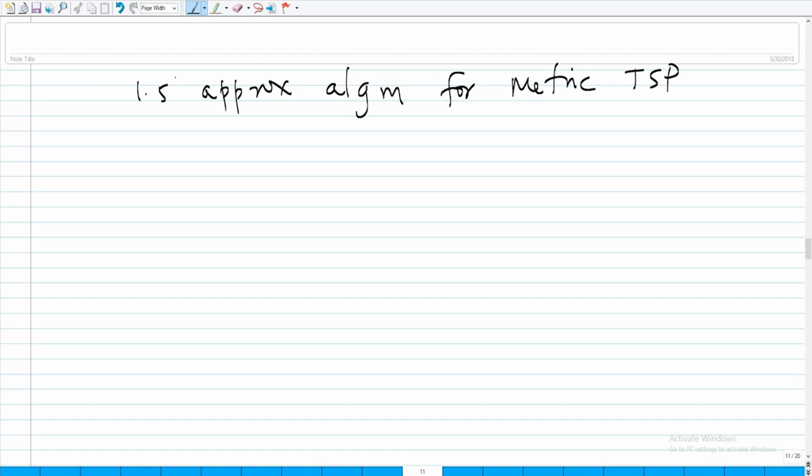This came several years after the 2 approximation algorithm, but it is also nice and doable. So, a 1.5 approximation algorithm for metric TSP, 1.5 ratio. I did not formally define this approximation ratio, but you get the idea. For a minimization problem, the solution produced by the algorithm divided by the optimum, that ratio is the approximation ratio over all instances, the maximum ratio possible over all instances.